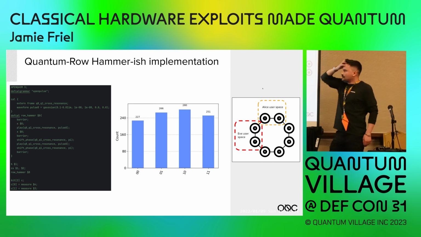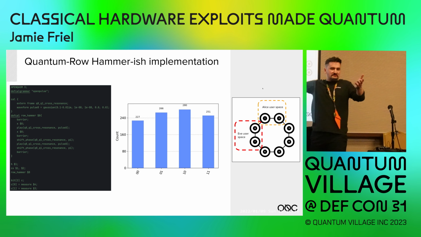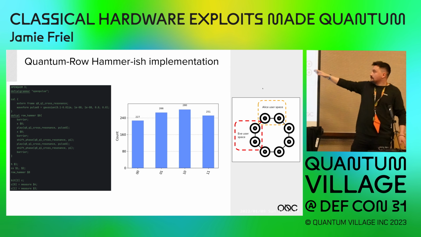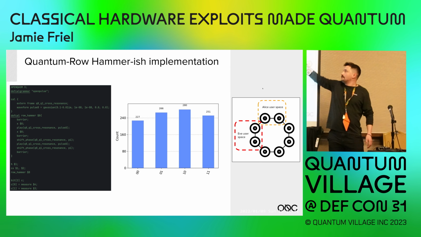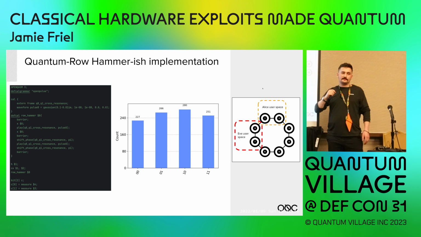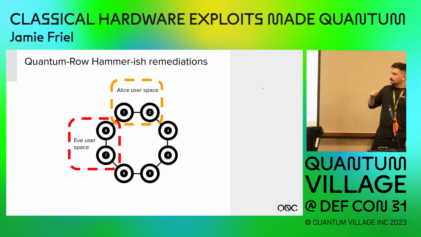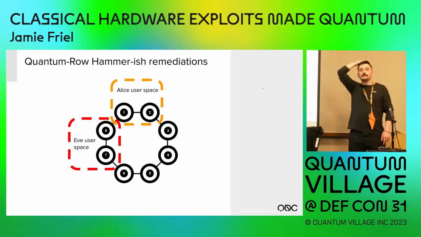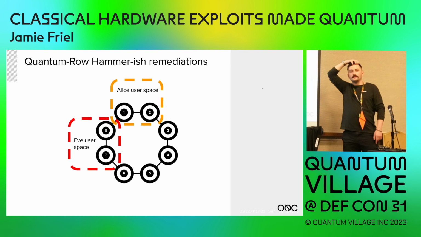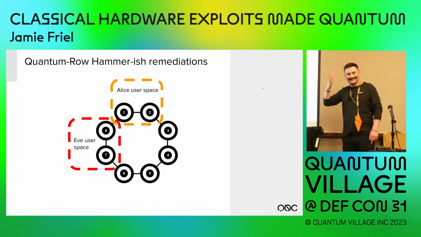So that's our little demonstration of a classically inspired quantum Rowhammer. We're able to destroy the results of another user without having to access their user space. How do we remediate for this? Sorry, question. No, exactly. That was my question. How do you remediate? Yeah.